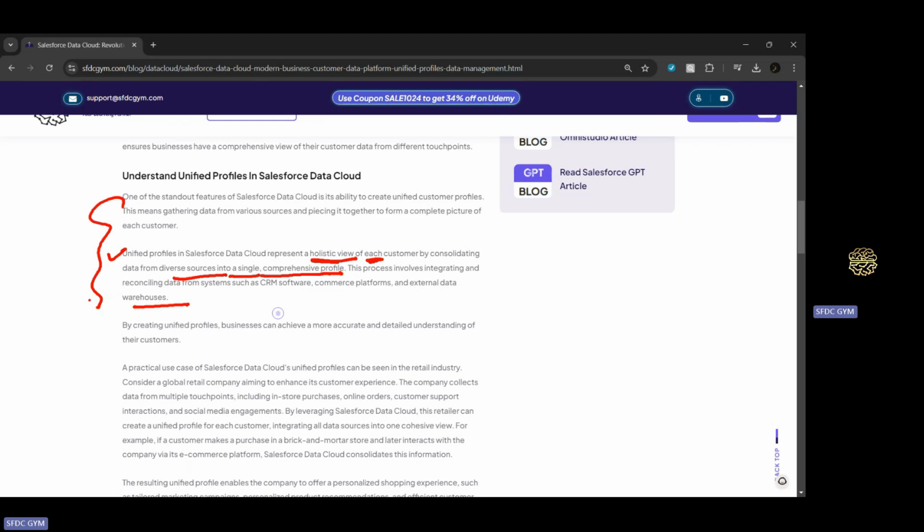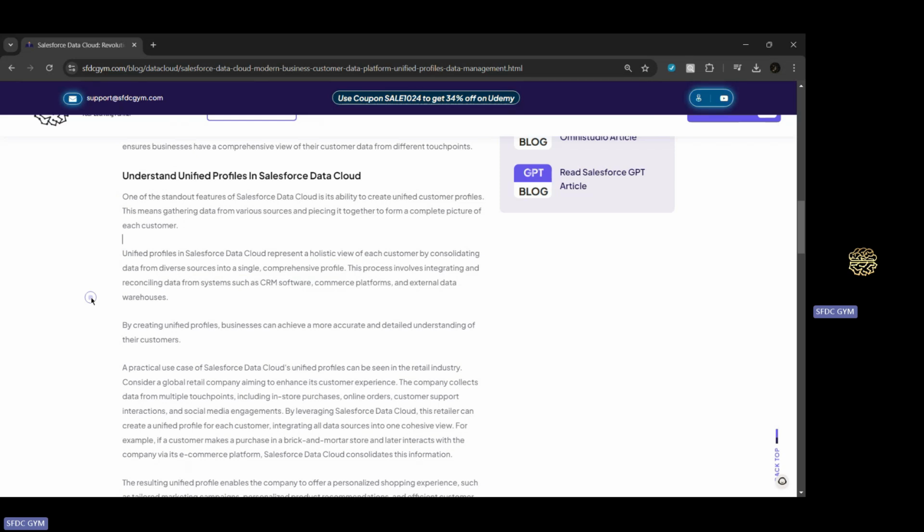For example, what is our customers' purchasing pattern? Which category does a customer belong to? Basically, we try to divide customers into multiple buckets. Based on that bucket, we'll try to sell something. So that's the intention of this Data Cloud.